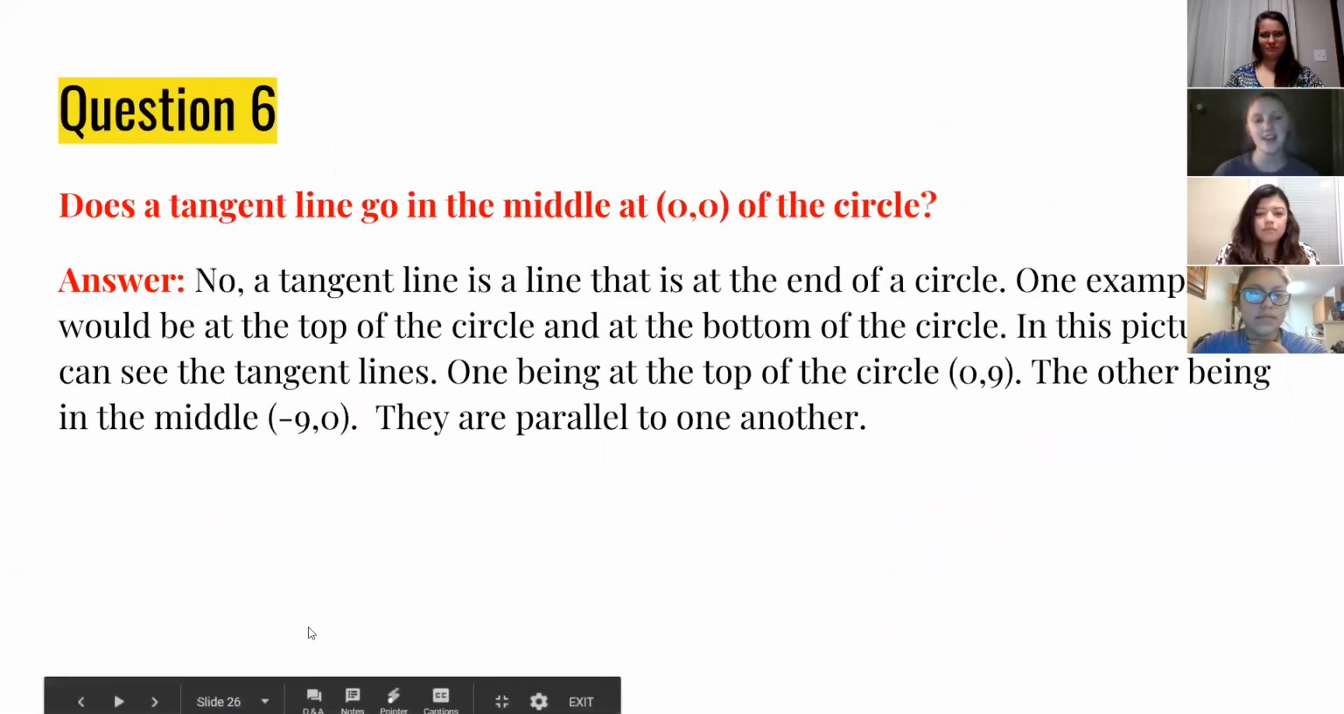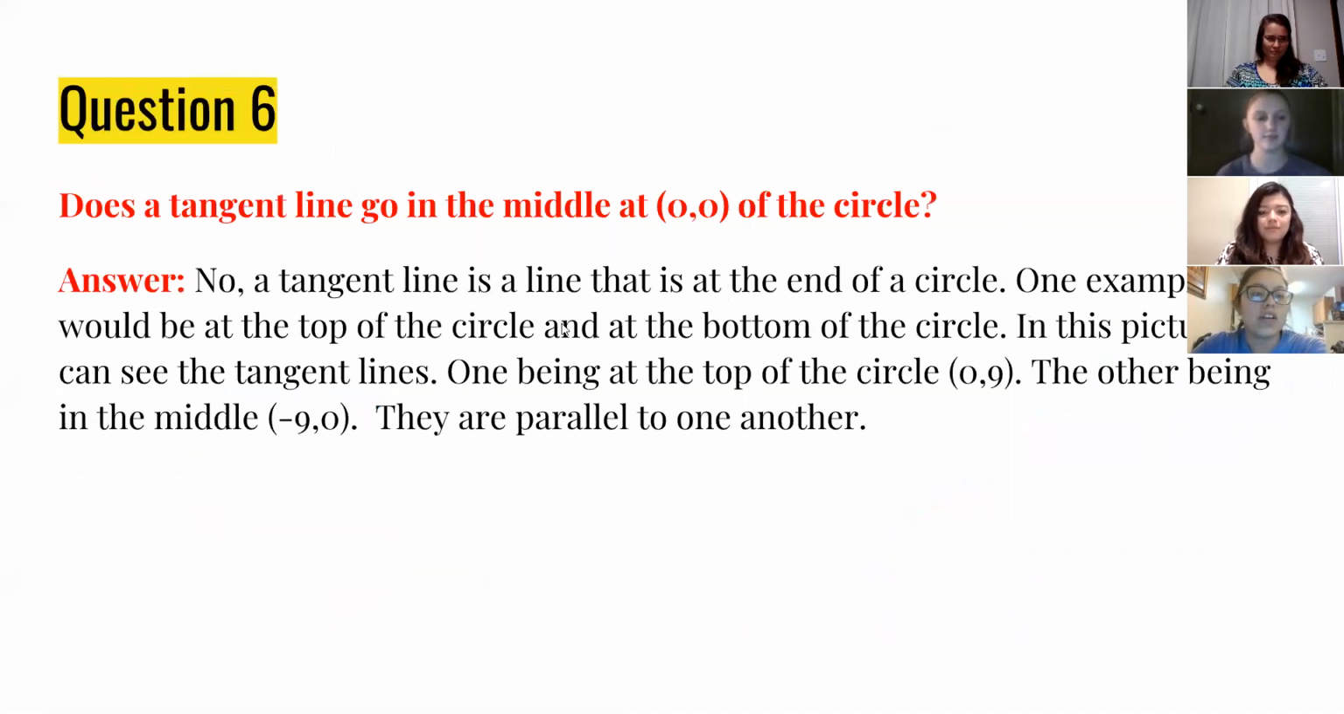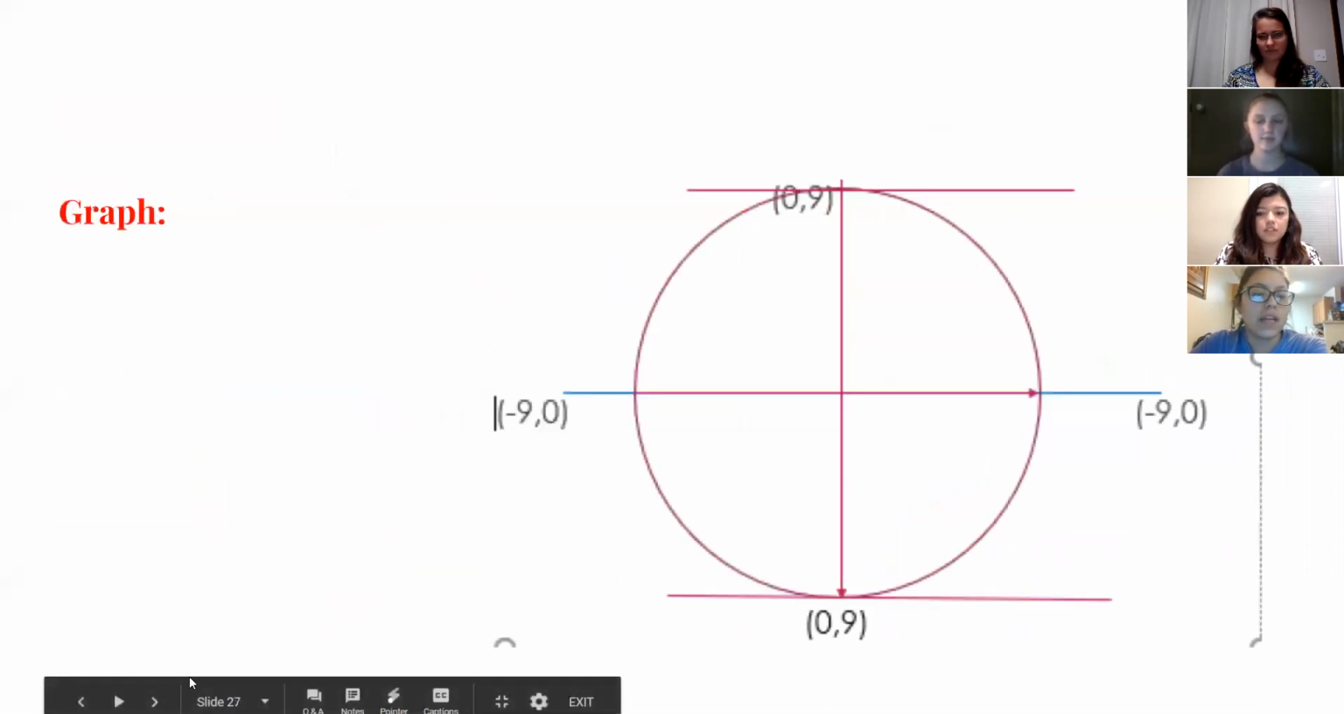Does a tangent line go in the middle at point 0, 0 of the circle? No, a tangent line is a line that is at the end of a circle. One example would be at the top of the circle and at the bottom of the circle. In this picture, we can see the tangent lines, one at the top of the circle and one at the bottom, at 0, 9 and 0, -9. And we can also see that they're parallel to each other.